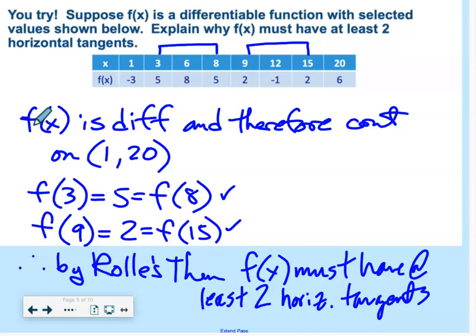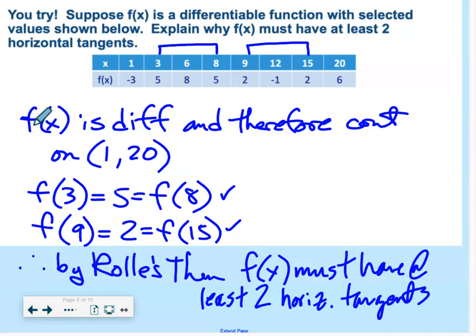So you can never make a statement about a table that assumes values you don't know, right? I can't say f of x is increasing from x equals 1 to x equals 6. What I can say is f of x is increasing somewhere in the interval from 1 to 6. Somewhere in there, it's got to increase. There's no other way to get from -3 to 8 without going up on a differentiable function. And somewhere in the interval from 6 to 12, it's got to decrease. And somewhere in the interval from 12 to 20, it's got to increase, right?